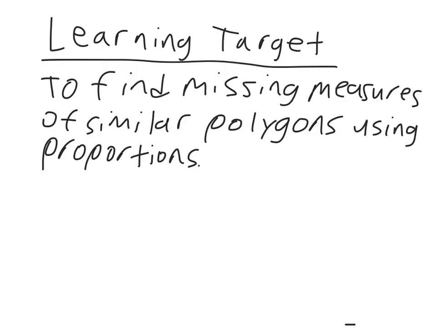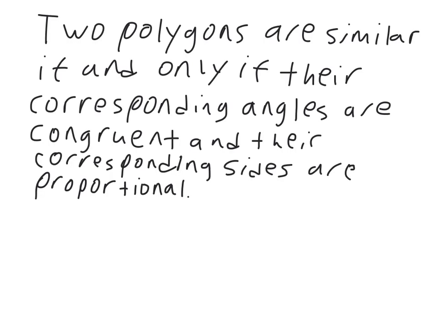The learning target for today is to find missing measures of similar polygons using proportions. First, we want to know what are similar polygons. What makes two polygons similar? Two polygons are similar if and only if their corresponding angles are congruent and their corresponding sides are proportional.